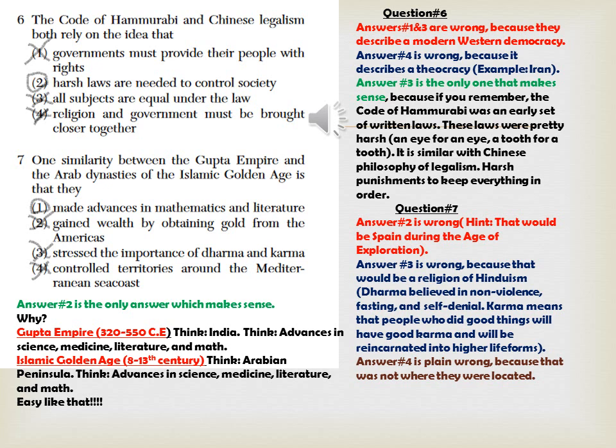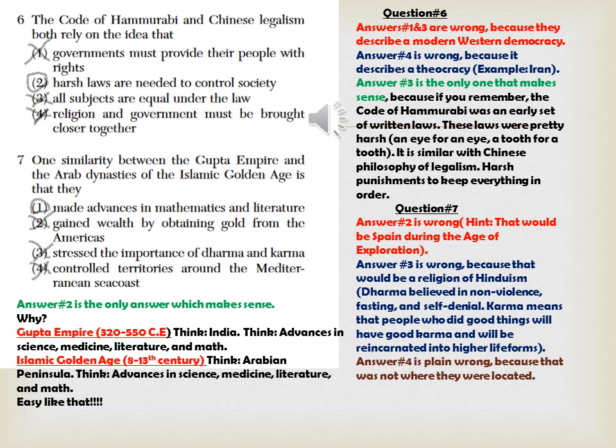Okay, so answer number 3 is the only one that makes sense, because if you remember, the Code of Hammurabi was an early set of written laws. And these laws were pretty harsh, you know, an eye for an eye, a tooth for a tooth. Really harsh laws. It's similar to the Chinese philosophy of legalism, which stressed that harsh punishments are needed to keep everything in order. So, easy question, easy answer.